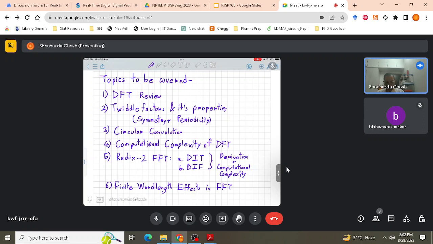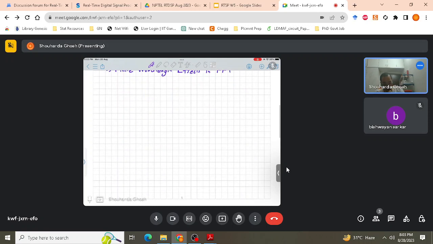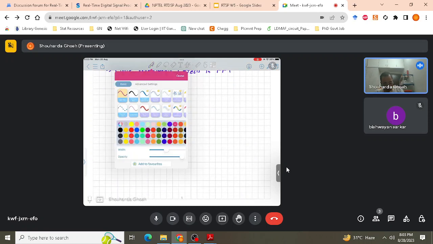In the FFT, or fast Fourier transform, we shall be talking about radix-2 FFT, and we shall look into two versions: the DIT, decimation in time, and the DIF, decimation in frequency. We shall look at the derivation, step by step, of how the DIT and DIF structures come into the picture, as well as their computational complexity. Then we shall end this session with a brief talk on finite word length effects in the FFT.